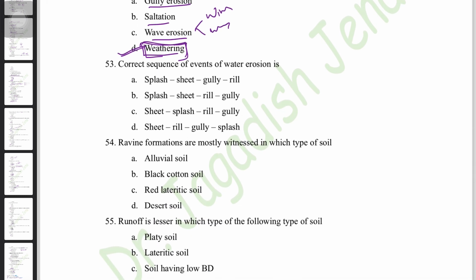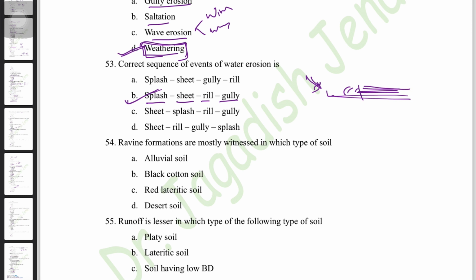Next question, the correct sequence of events of water erosion is splash, followed by sheet, followed by rill, followed by gully. So this will be the correct answer: splash, sheet, rill, gully. Splash is nothing but the striking of the raindrop on soil and removing the soil particle due to its high kinetic energy.